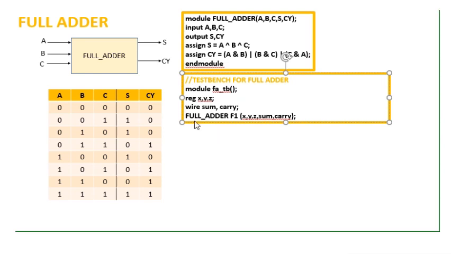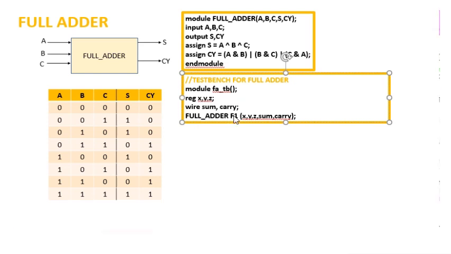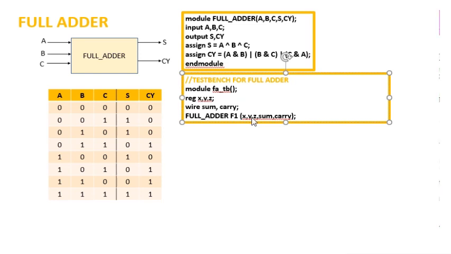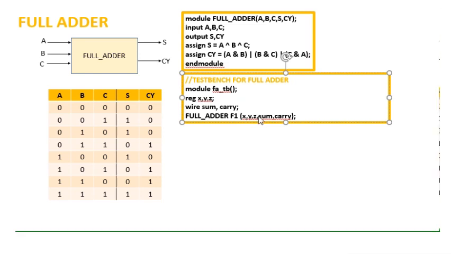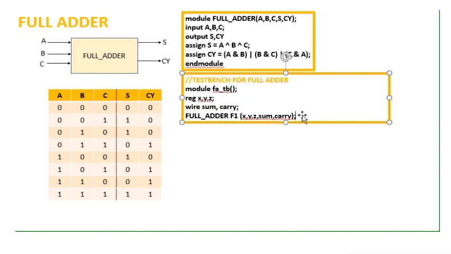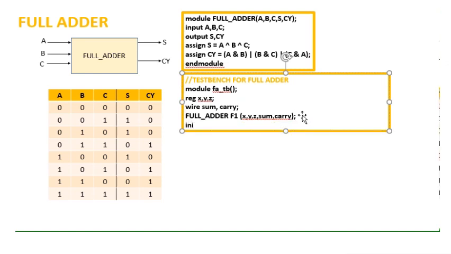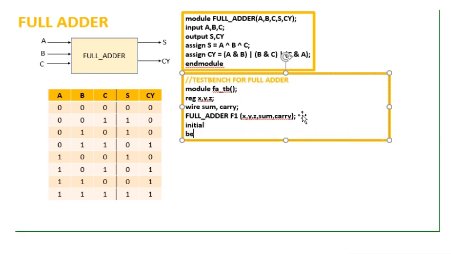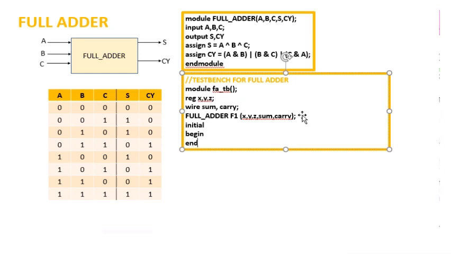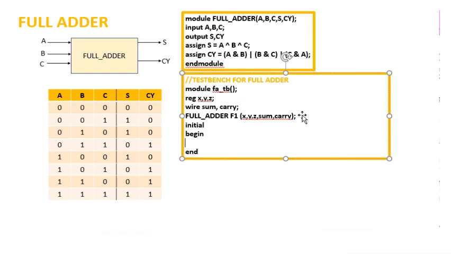Next is the instantiation of the design block. That is done by the full adder, name of the module, followed by the instance label, and here note that it should be in order. First 2 should be the input bits, and the third one is the carry, and the next one is sum, which will be mapped to S of the module here, and the last one is carry. Next we will proceed to apply the stimulus inside the initial construct enclosed between begin and end.